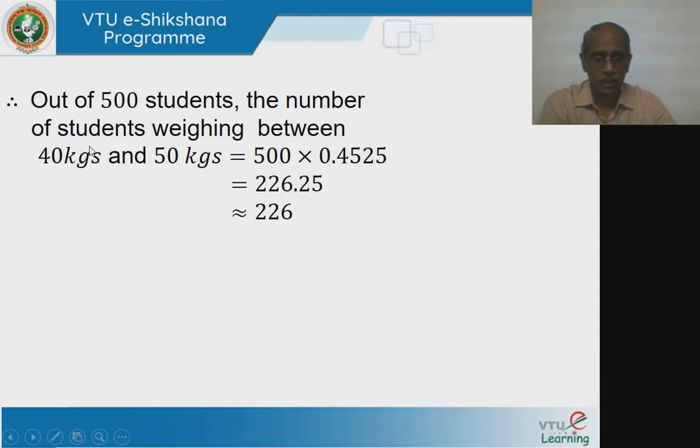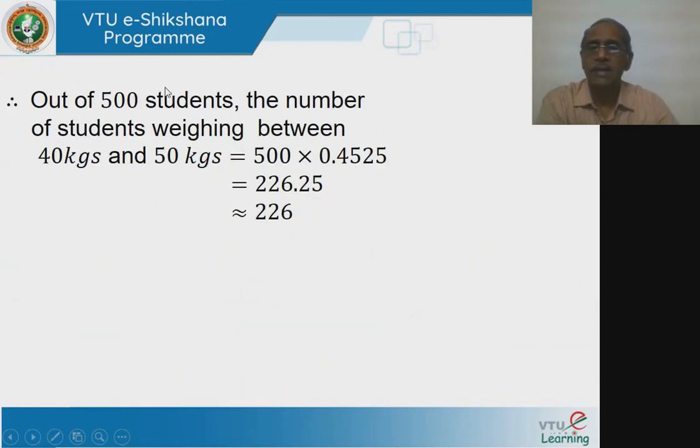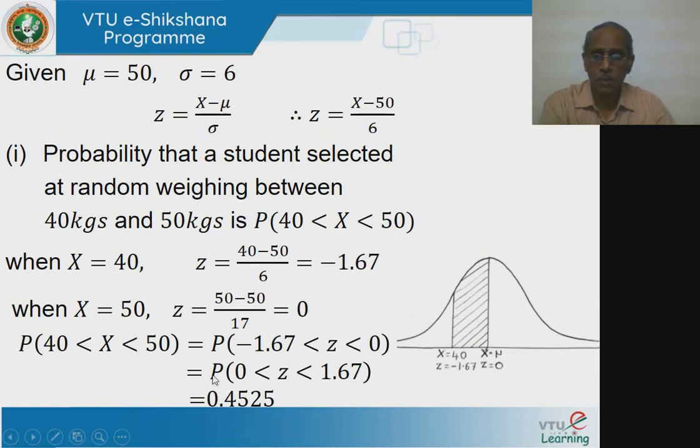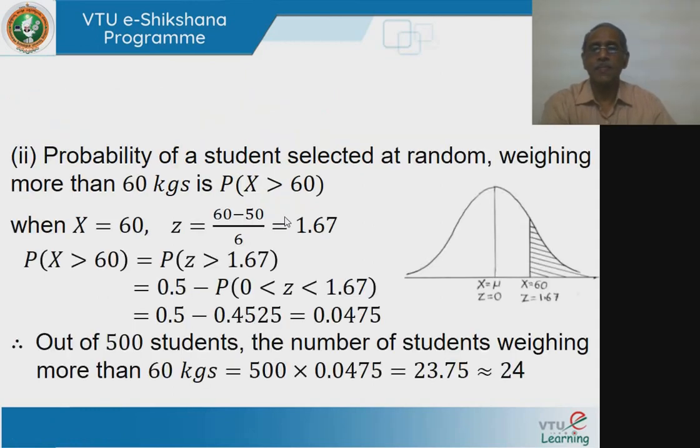So this is the probability that a student selected at random weighs between 40 and 50 kgs, which is 0.4525. Therefore, out of 500 students, the number of students weighing between 40 kgs and 50 kgs is equal to 500 into this probability, 0.4525. When we multiply, we get 226.25, or approximately 226. So 226 students weigh between 40 kgs and 50 kgs. Next question.